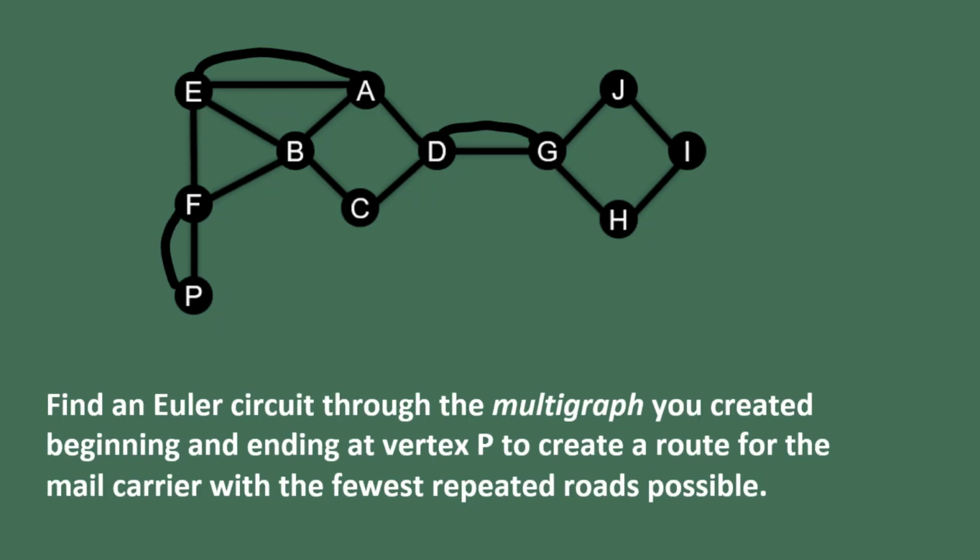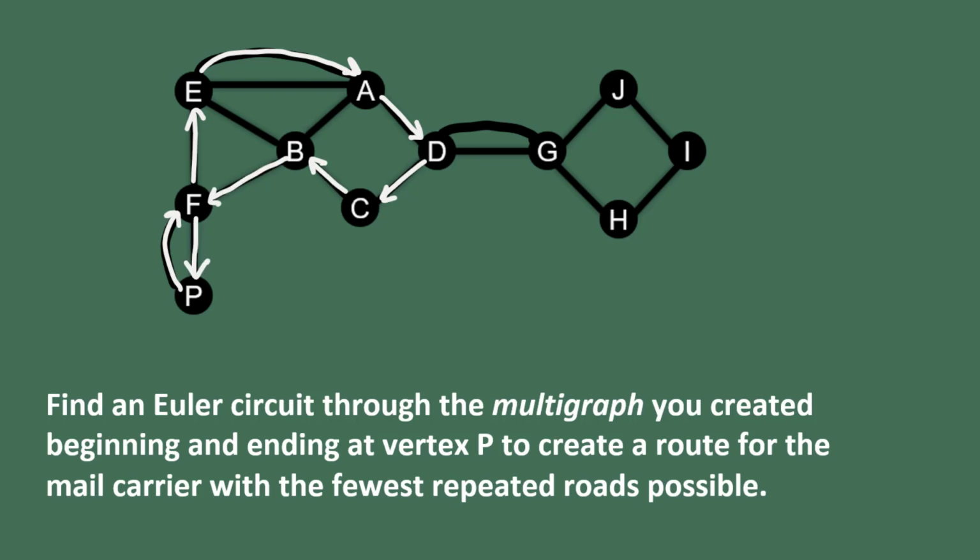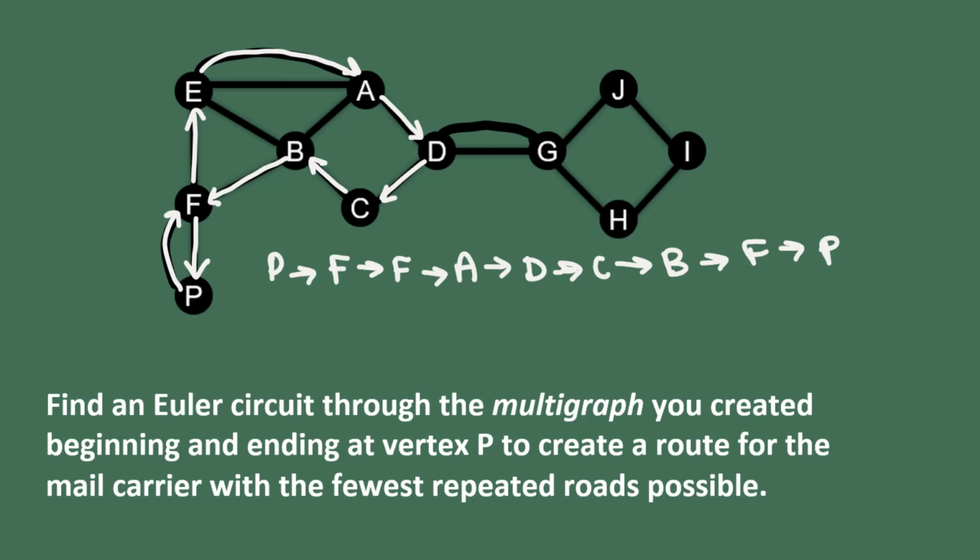Okay, so I'm going to begin by drawing a big old circuit. That just means I have to travel each edge only once and begin and end at the same place. So I'm going to go from P to F. There's no one right way to do this. F to E, E to A to D, back to C, back to B, back to F, and back to P.